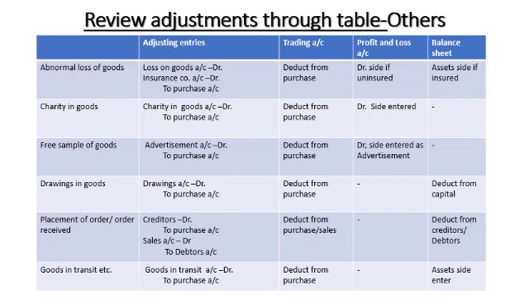Charity in goods, that means charity account debit to purchase. Charity will be shown on the profit and loss debit side, and to purchase means deduct from purchase. Free samples of goods: advertisement to purchase. Advertisement goes to the profit and loss debit side, and to purchase means deduct from purchase. Drawing in goods: the entry is drawings account debit to purchase. Drawings will be deducted from the capital, and the value of purchase will be deducted from the trading account.